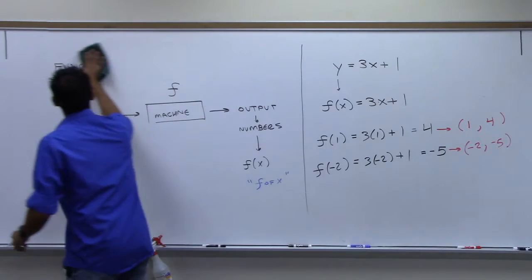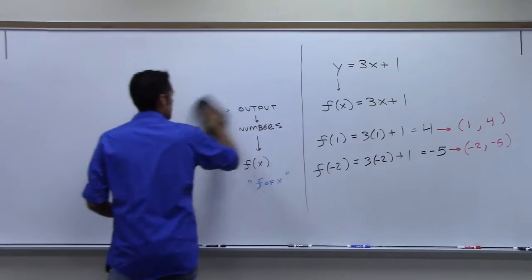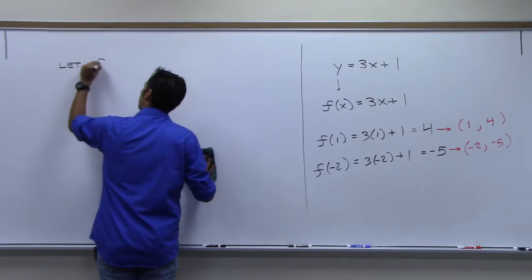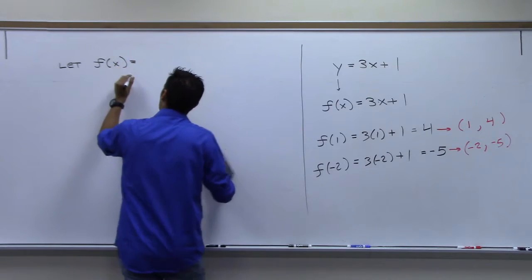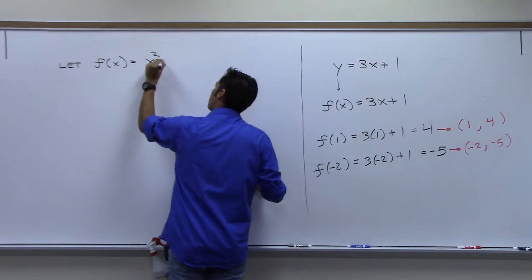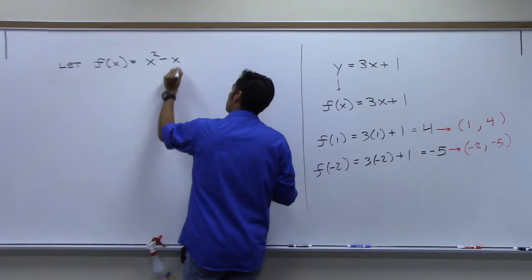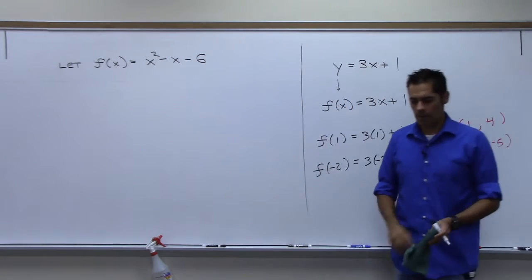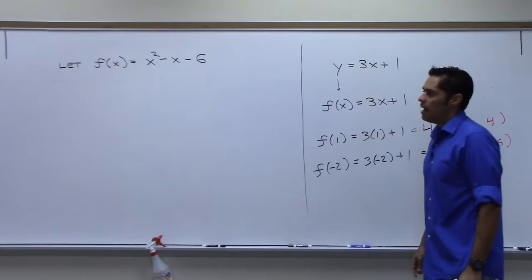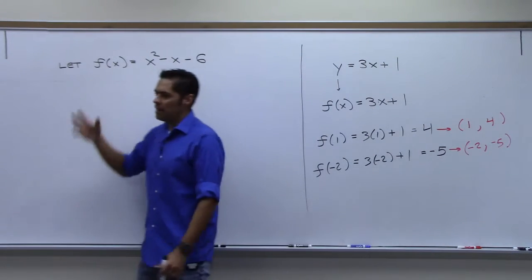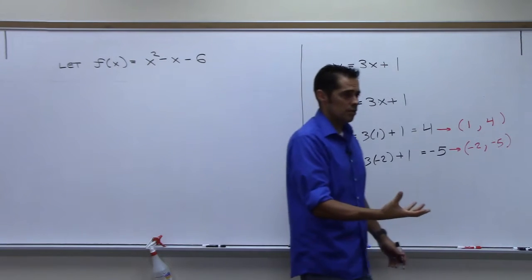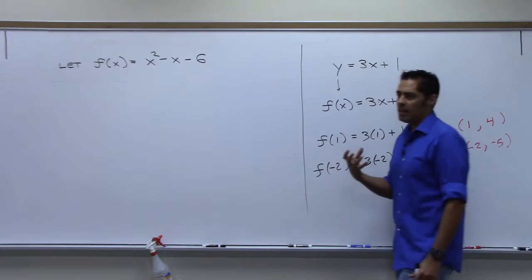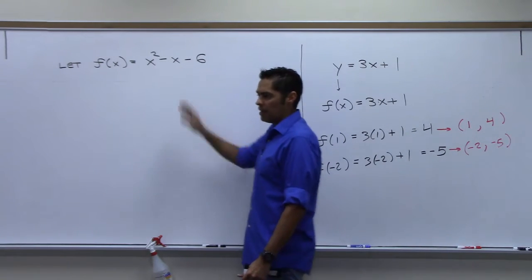Let's take a look at another function. I'm going to define it for you. So I'm going to give you this function. Let f of x be defined as x squared minus x minus 6. Now I put let because it's kind of like I'm presenting the function to you. I'm telling you what this machine does. You give it an x, and this is what it does to it. It operates on it.